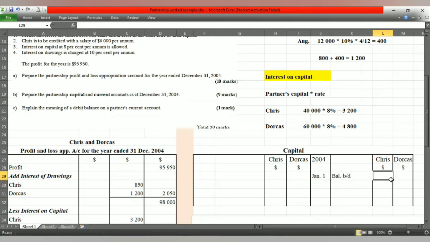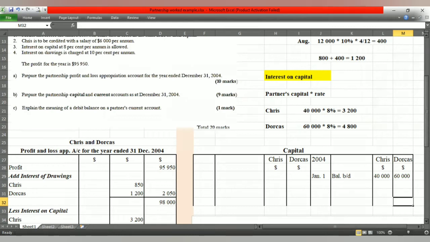And the amount for Chris is 40,000, while for Dorcas, that is 60,000. And that's it for the capital account. We're now going to do the other part of part B, which is to prepare the current account.